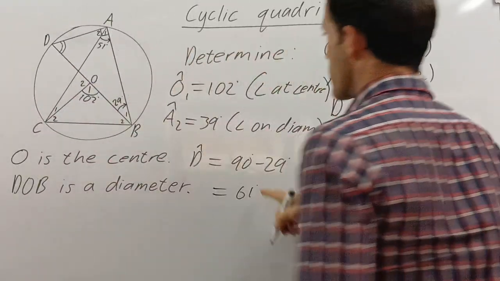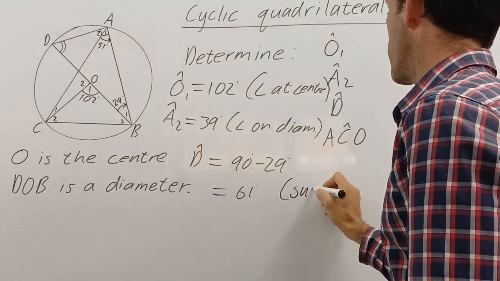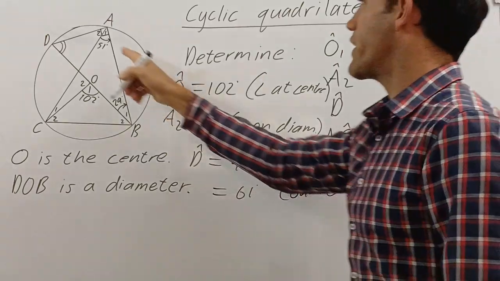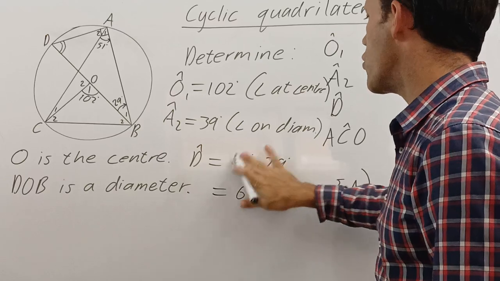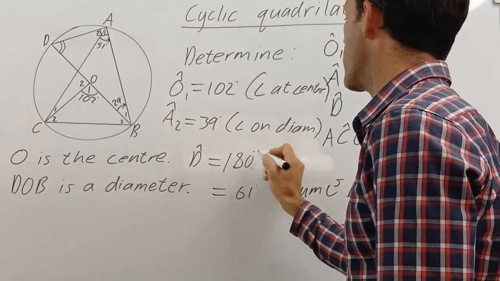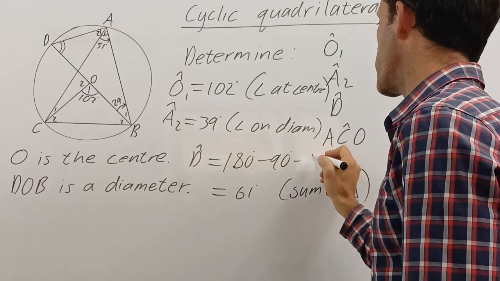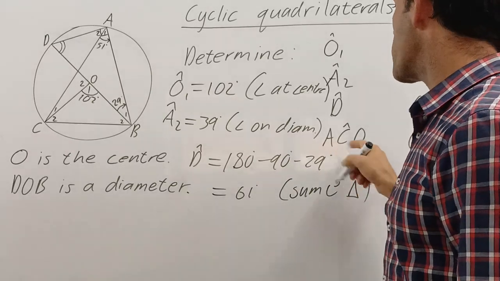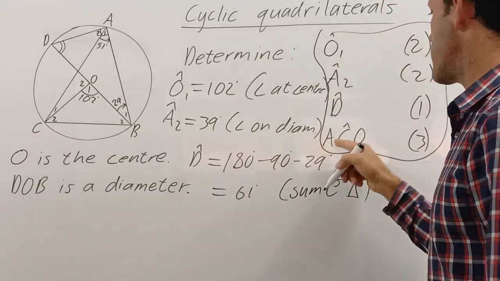And then our reason for saying 61 is sum of angles in a triangle. We already know that one is 90, so that one has to add up as well. Or if you want to, you can make it 180 minus 90 minus 51 and minus 29, and then say sum of angles in a triangle. So the last one, ACO, was a bit more of a challenge.